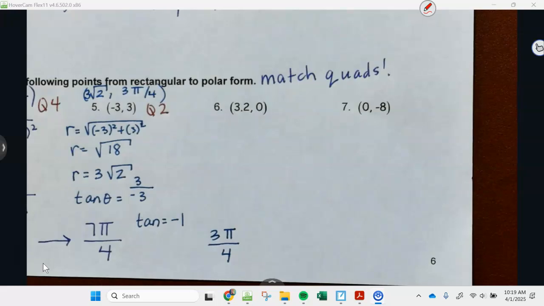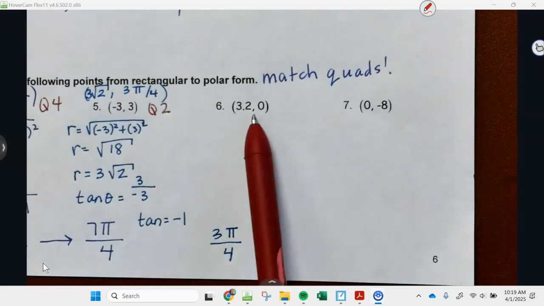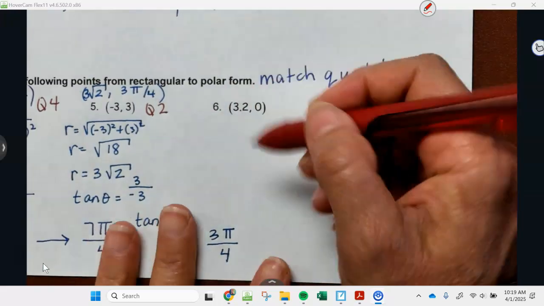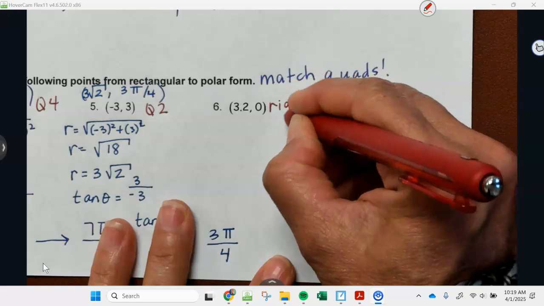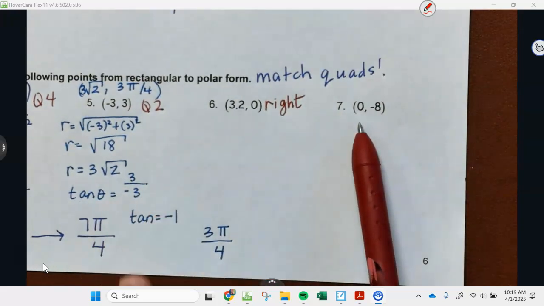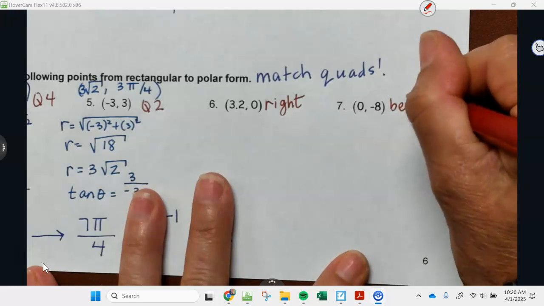So if they're not in quadrants, where are they relative to the origin? Look at number 6, 3.2 comma 0. Relative to the origin, is that above, below, to the right, or to the left of the origin? Let's write that down. That matters. Let's go ahead and talk about number 7 at the same time. Is this above, below, to the left, or to the right of the origin? Yeah, that matters. You'll see.